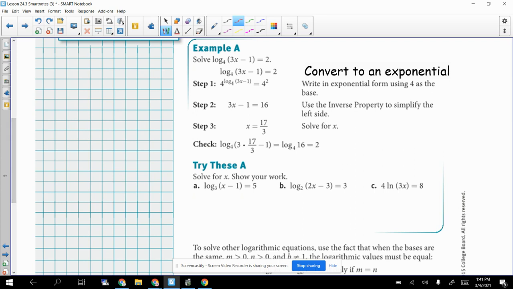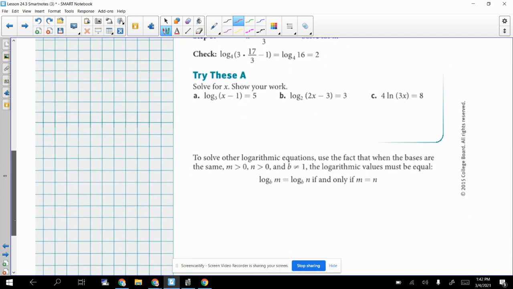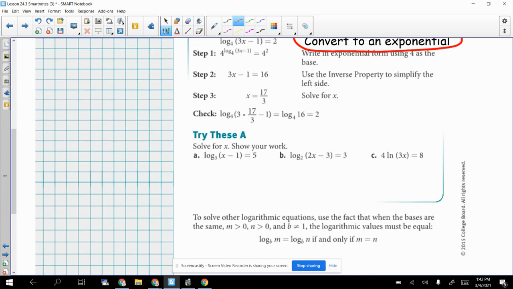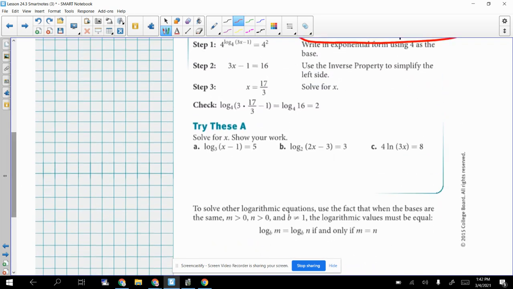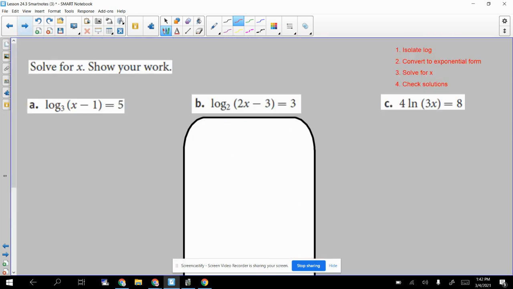Okay, so example A, this is your first one here. It's asking us to solve log base 4 of 3x minus 1 equals 2. So again, Springboard does this a little bit differently than how I would do it, but what I would do here is just convert this to an exponential function, and then from there you can solve. Okay, so let's go ahead. We're going to look at these three examples that are on page 376 for you. We're going to look at those on the next page.